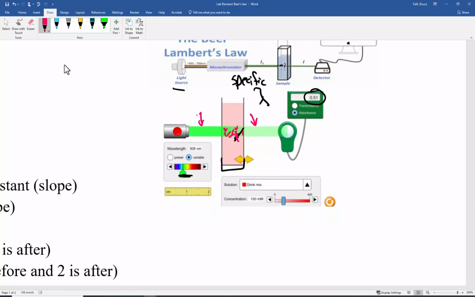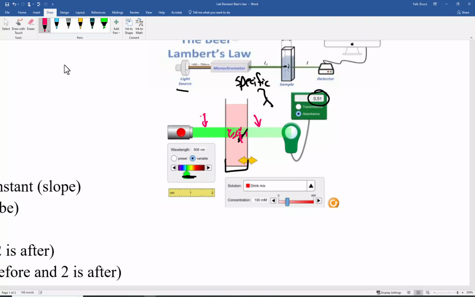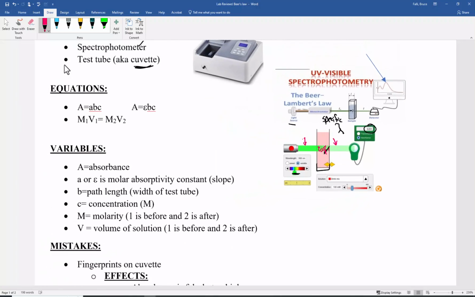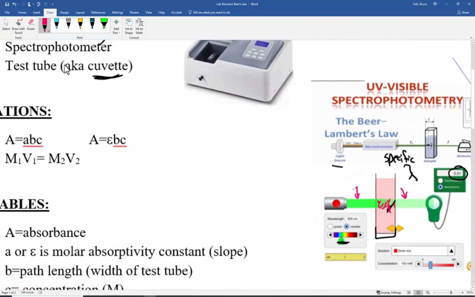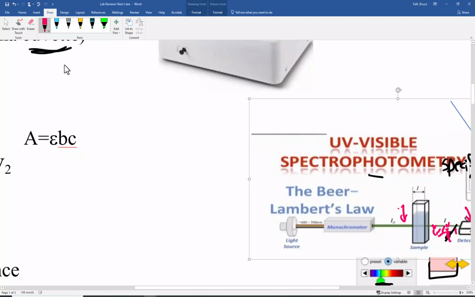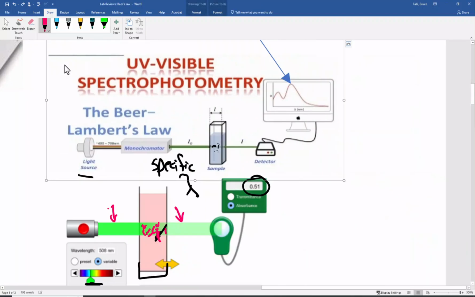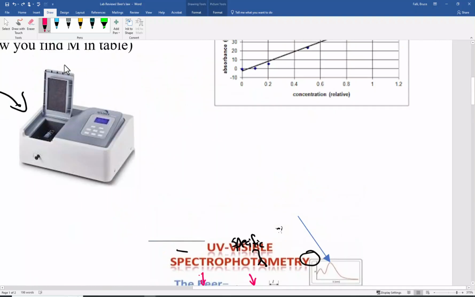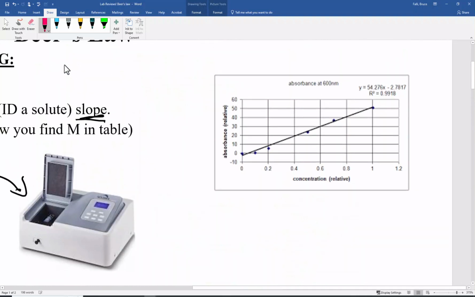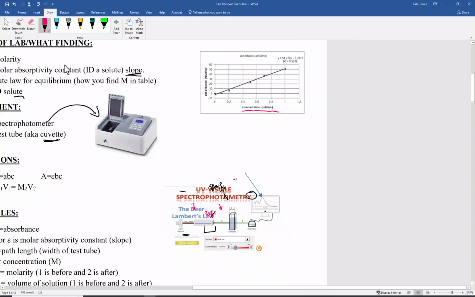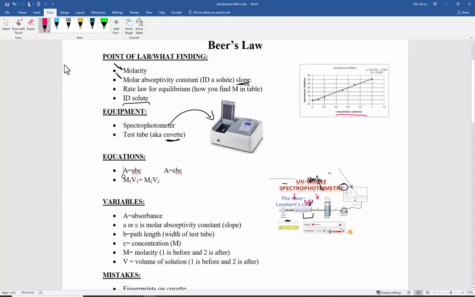So you shoot a beam of light through a test tube of solution and measure how much absorbs or how much goes through, and then you plot that. So what do you plot again? What we're going to plot on a graph is the absorbance, which comes from that machine, versus the concentration. We can set up different concentrations and do dilutions and all that stuff to see what we want to see. All right, so the equation is A equals abc.